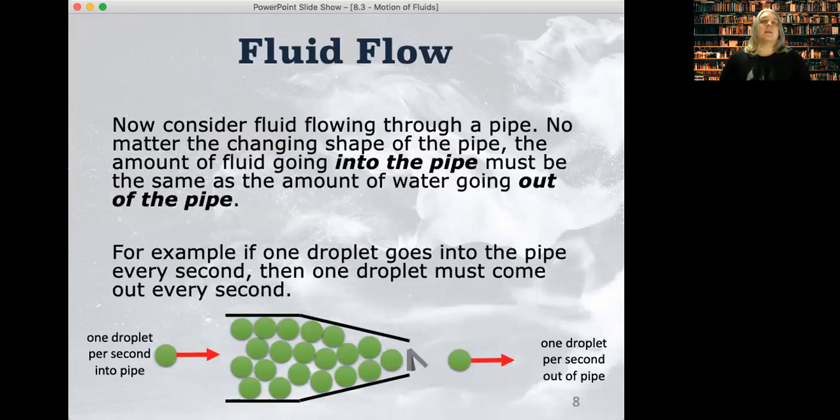So let's think about fluid flow. So we've got a pipe or some scenario, and we've got fluid going through it. How much fluid is going into the pipe versus out of the pipe? Hopefully, you can all picture the scenario like I've drawn here.